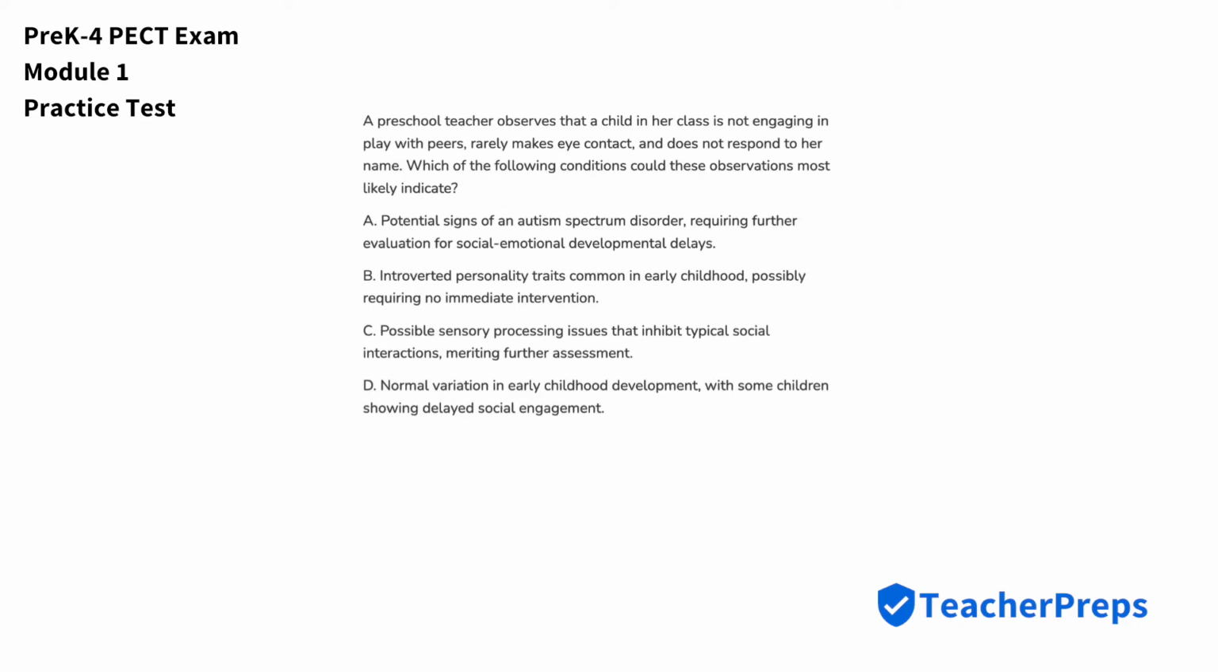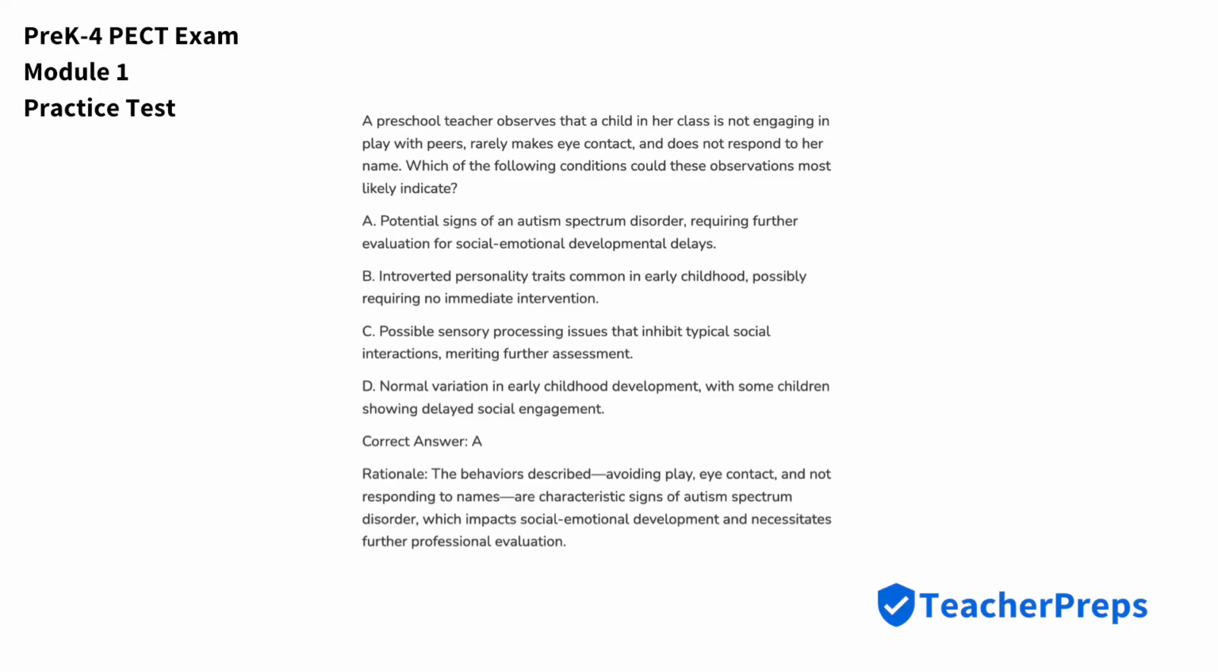A preschool teacher observes that a child in her class is not engaging in play with peers, rarely makes eye contact, and does not respond to her name. Which of the following conditions could these observations most likely indicate? The best answer in this case is letter A.